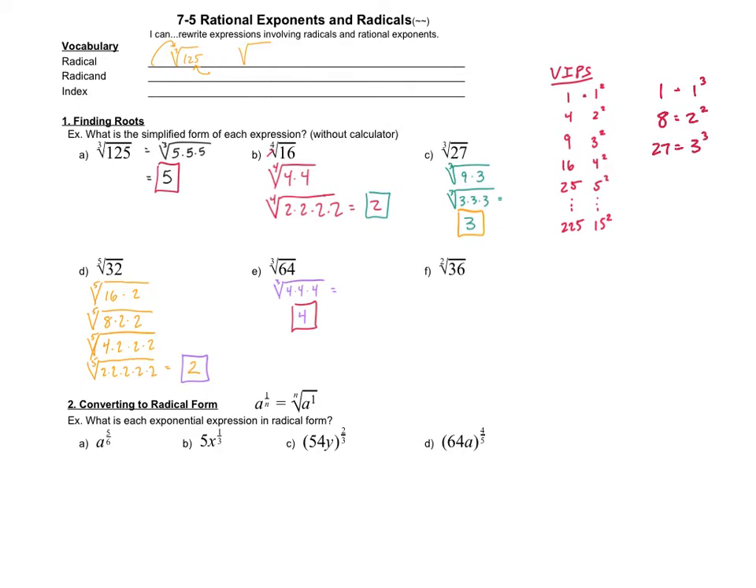27 is 3 cubed. 64 is 4 cubed. 125 is 5 cubed. These you should have memorized, and of course you should know your multiplications of 10, that 1,000 is actually 10 cubed. So you should be in a position to have these perfect cubes and squares memorized or be working on them right now.